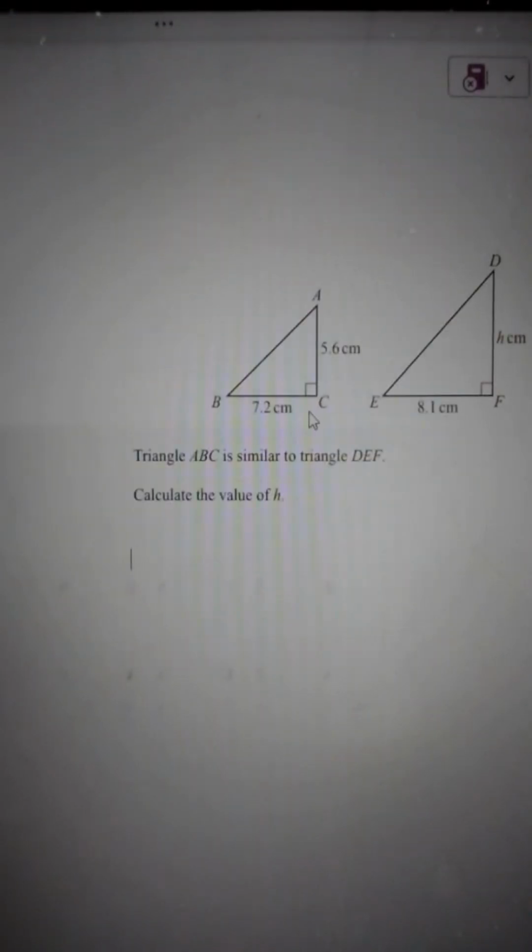Here we have a question. Two right angle triangles can be seen here. Right angle triangle is not that important here. The important thing is that they are similar triangles. When they are similar triangles, the ratio of their corresponding sides will be the same.